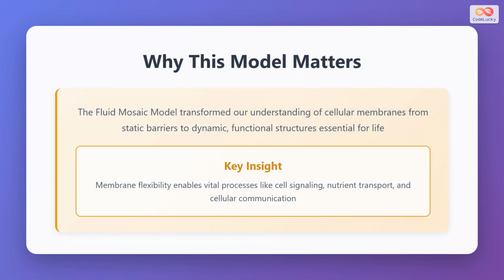The Fluid Mosaic Model fundamentally transformed our understanding of cellular membranes. Before this model, membranes were viewed as static barriers that simply separated the inside of cells from the outside environment. This model revealed that membranes are actually dynamic, functional structures essential for life. The key insight is that membrane flexibility enables vital cellular processes including cell signaling, nutrient transport, waste removal, and cellular communication. Understanding this model helps us comprehend how cells interact with their environment and maintain the delicate balance necessary for life.